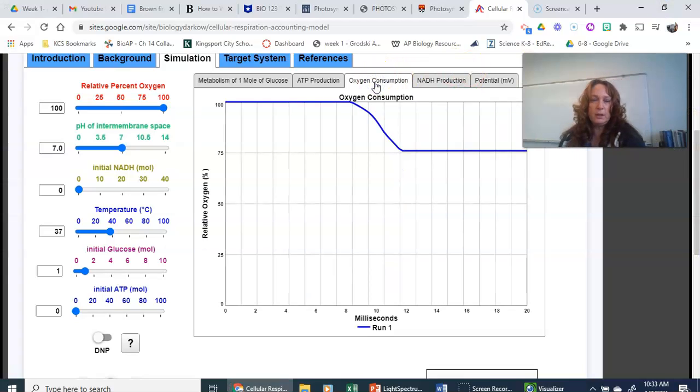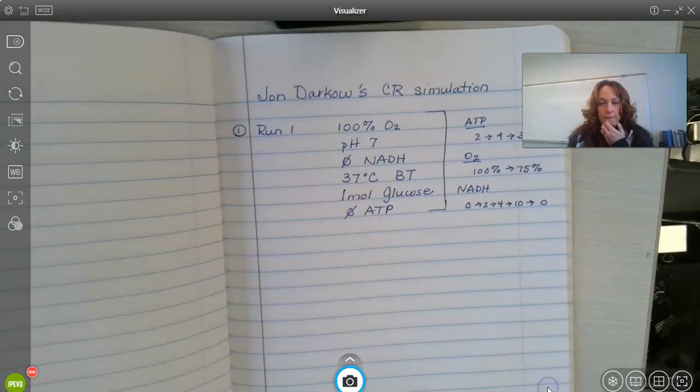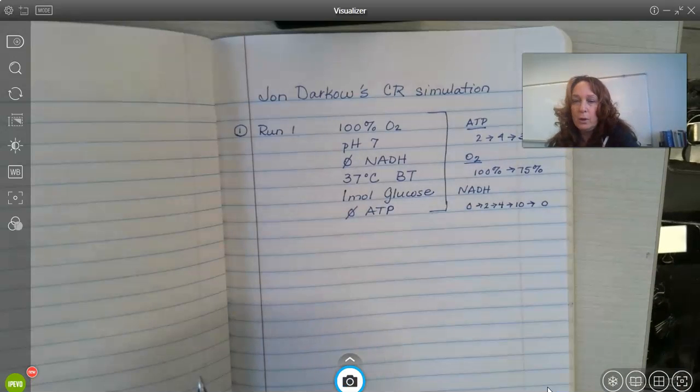What did my oxygen consumption look like? For oxygen, I had 100%, and I ended up using some. You could even tell when. Then I'm going to do the same thing here for NADH. The default was I started with 0, then I had 2, then I had 4, then I had 10, and then I had none. So that's just me keeping up with what's going on.